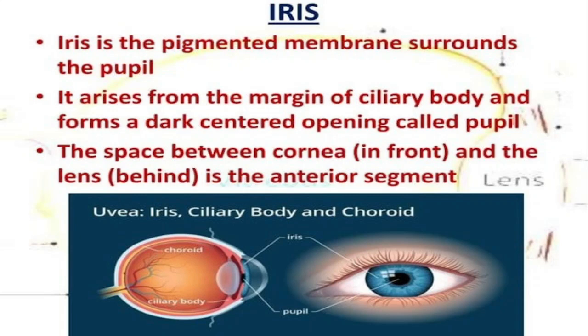Iris. The iris is the colored part of the eye that surrounds the pupil, which is the black center. It is responsible for controlling the amount of light that enters the eye by adjusting the size of the pupil. The iris contains muscles that contract and relax in response to changes in the amount of light and brain signals. The color of the iris is determined by the amount and type of pigment present in the iris tissue.